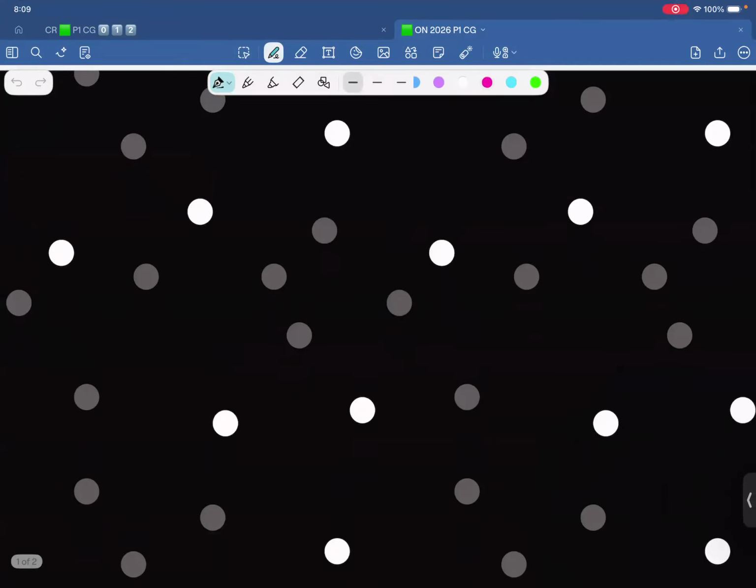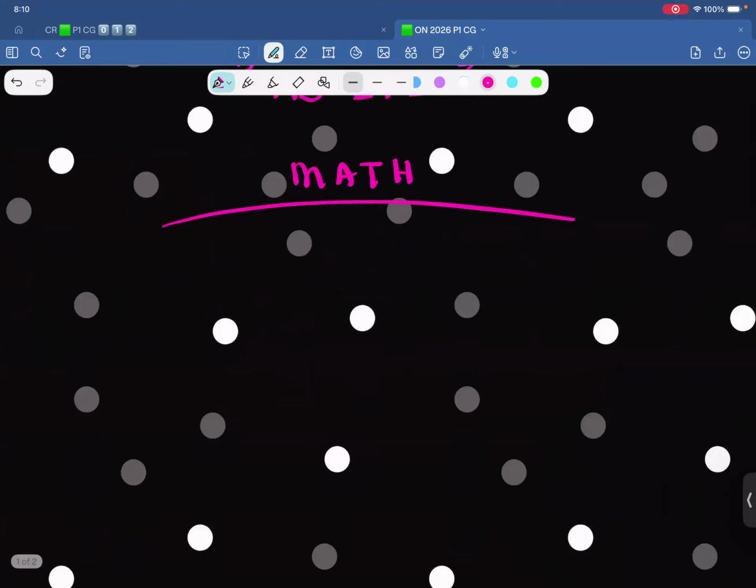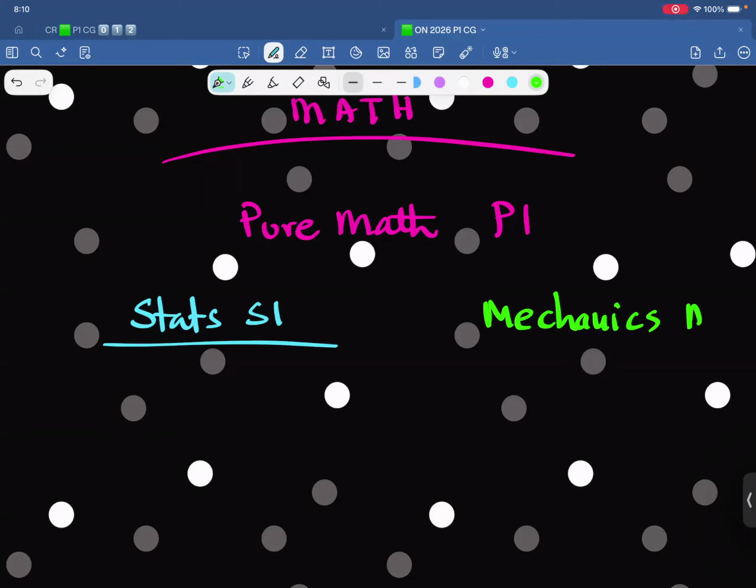So now we are starting with AS level math, and in AS level maths we study pure math P1, and then some people study S1, and I think that's the majority of the people. It's better to study stats in the first year, and then some people study mechanics, especially in some parts of Pakistan. They kind of make it compulsory for the student to study mechanics.